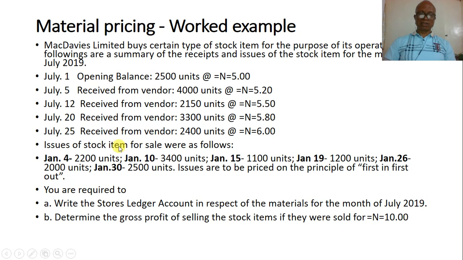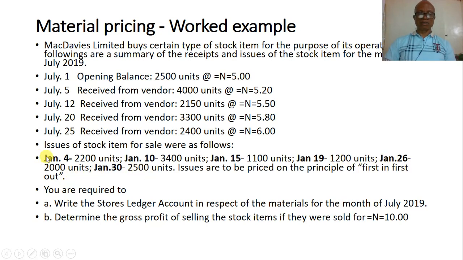Okay, then let's look at the issues of stock items for sale now, not production, for sale, were as follows. January 4, 2,200. January 10, 3,400. January 15, 1,100. January 19, 1,200. January 26, 2,000. January 30, 2,005.